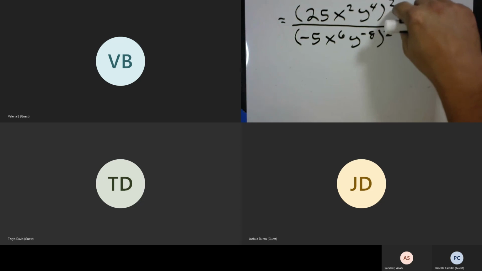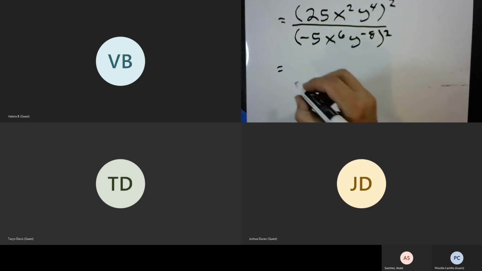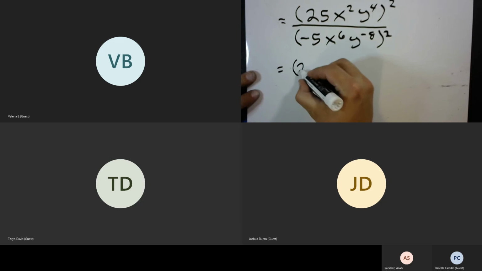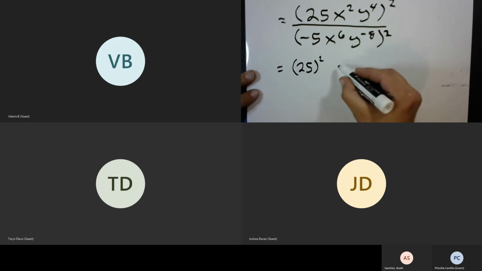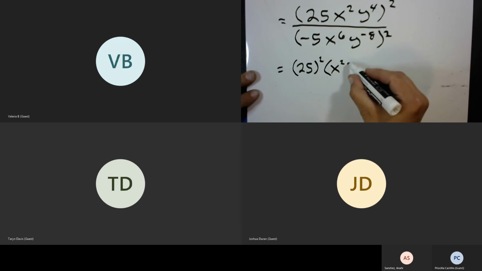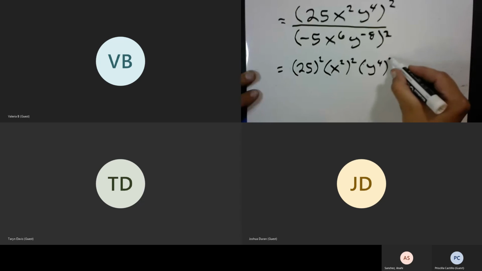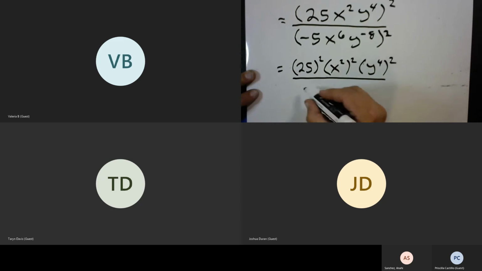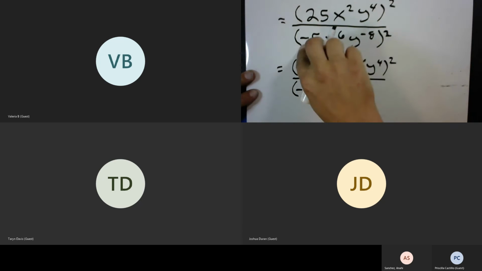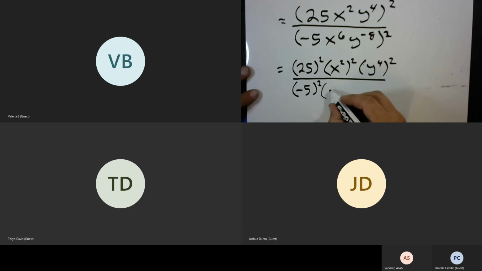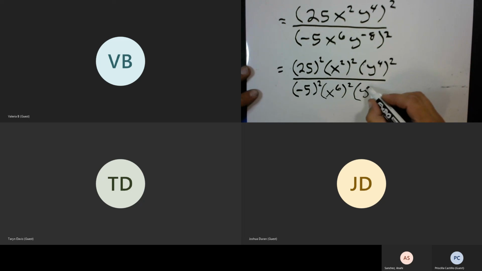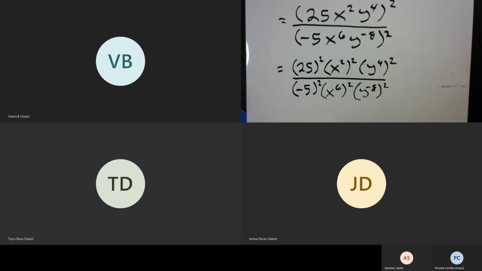And then we distribute the 2, not for just the quotient, but now for the products. So we get 25 squared, x squared, squared, y to the 4th, squared, and then minus 5 in parentheses, because we're going to square the minus and the 5, x to the 6th squared, y to the minus 8 squared.